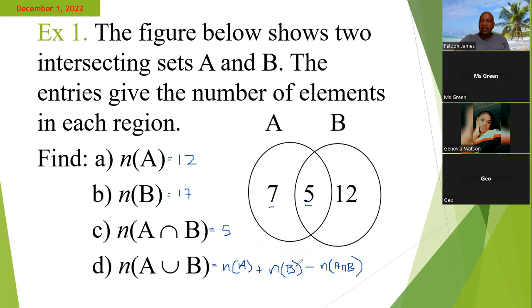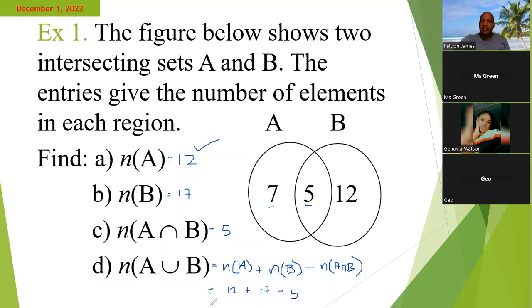All right, now, what are the values that we can put in the formula now? What do we know based on our calculation before? What is the number of elements in A? In A, 12. What would be in B? 17. What, minus what is in the intersection? 5, sir.